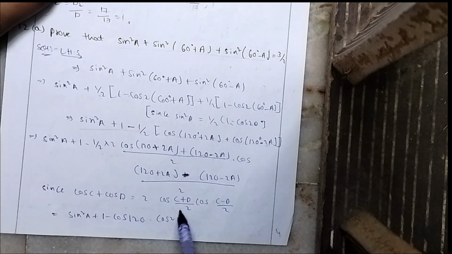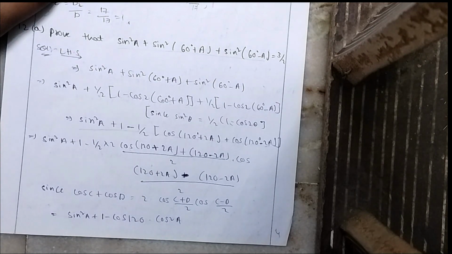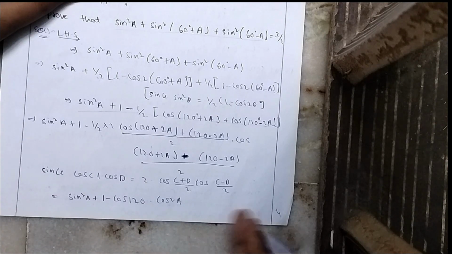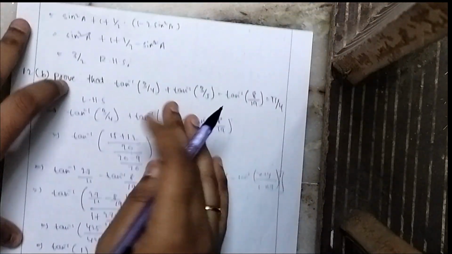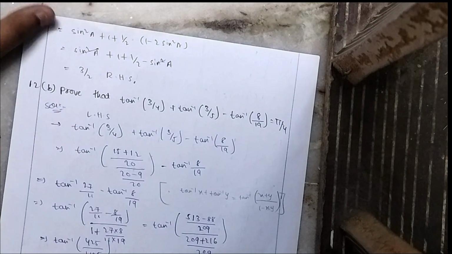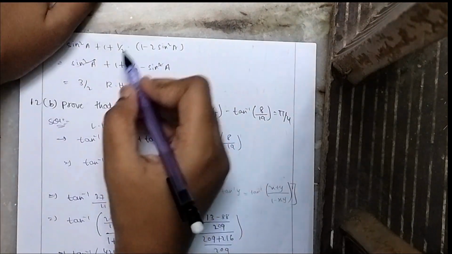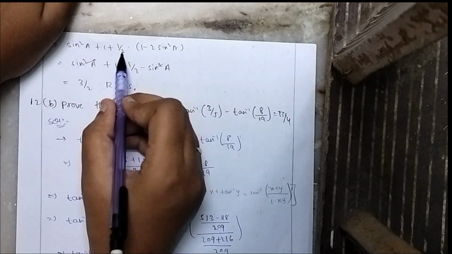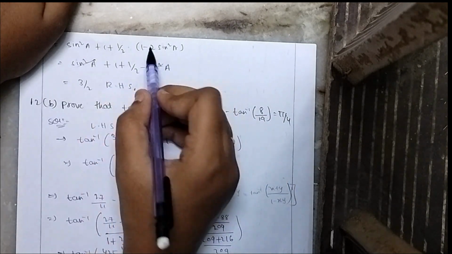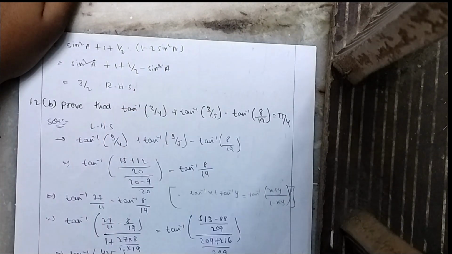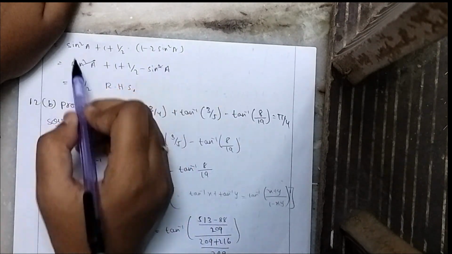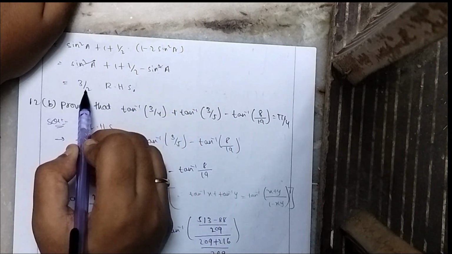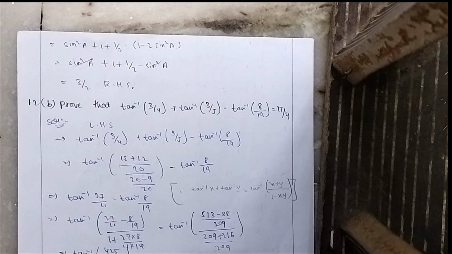So substituting this formula in this equation, we get the value as sin square A plus 1 minus cos 120 into cos square A. That means sin square A plus 1 by 2. So that means 1 plus 1 by 2 into 1 minus 2 sin square A. So 1 plus 1 by 2 into 1 by 2 minus 1 by 2 into 2 sin square A. That means the 2 cancels. So minus sin square A plus sin square A cancel. That means 1 plus 1 by 2, that equals 3 by 2, which is equal to RHS. LHS equals RHS, hence proved.